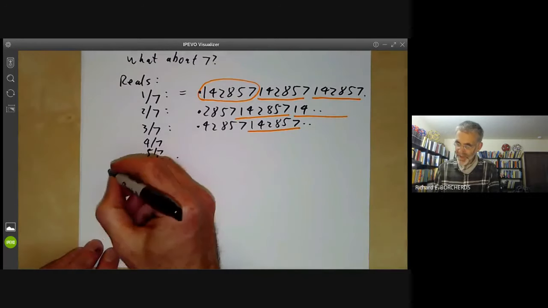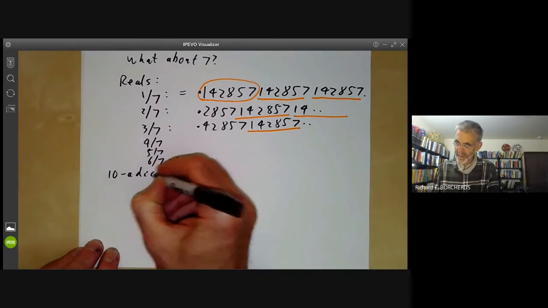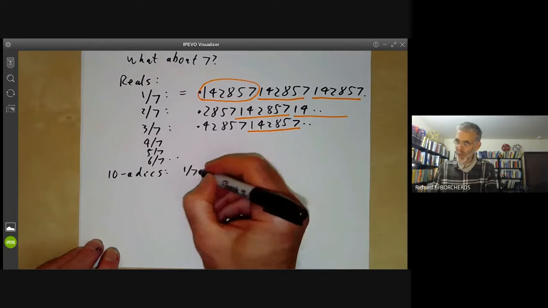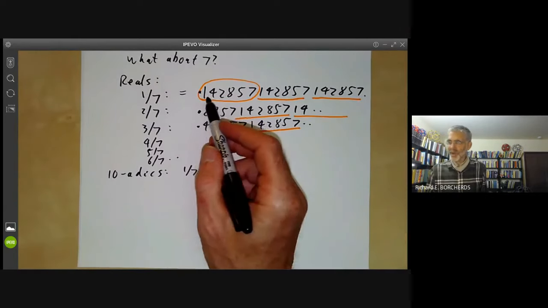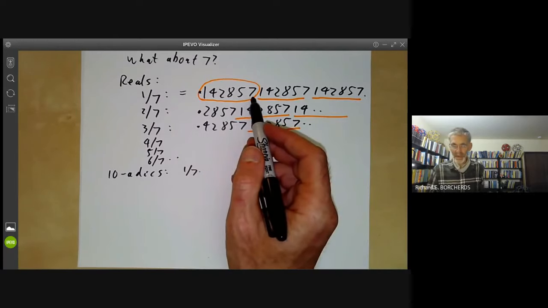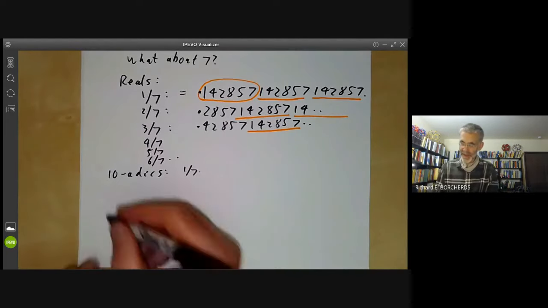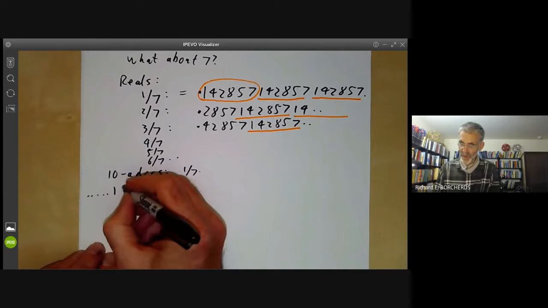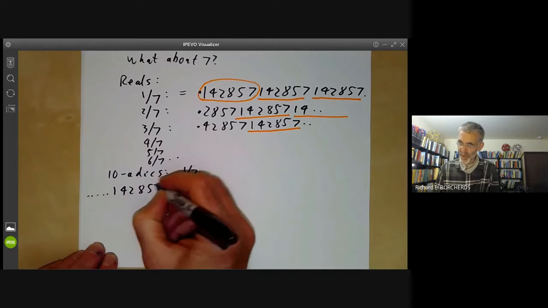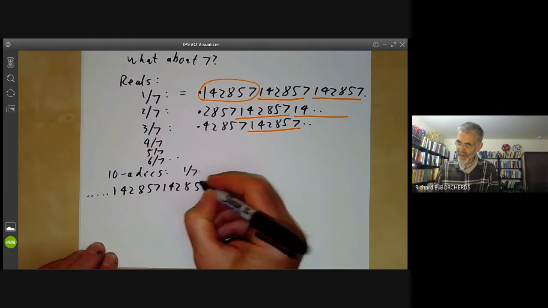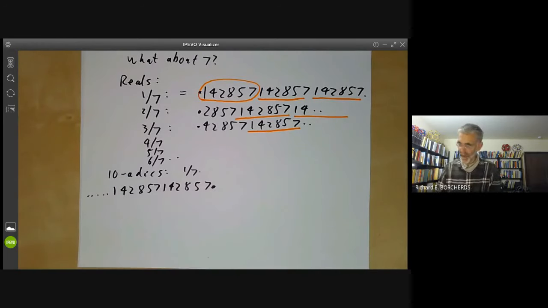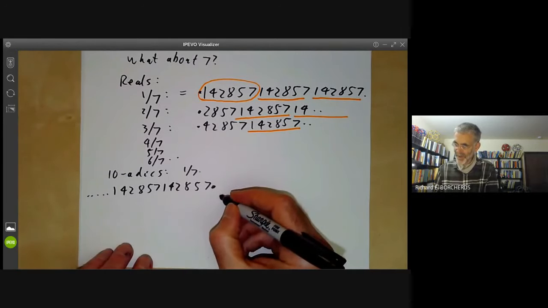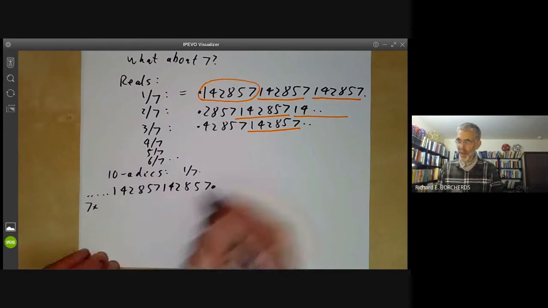So now let's try this for the 10-adics. Let's try and guess what is 1 over 7 for the 10-adics. Well, if we've got 1, 4, 2, 8, 5, 7 repeated for the reals, how about we try it for the 10-adics? So let's try this number 1, 4, 2, 8, 5, 7, 1, 4, 2, 8, 5, 7, and so on, repeating an infinite number of these. And let's multiply it by 7 and see what we get.